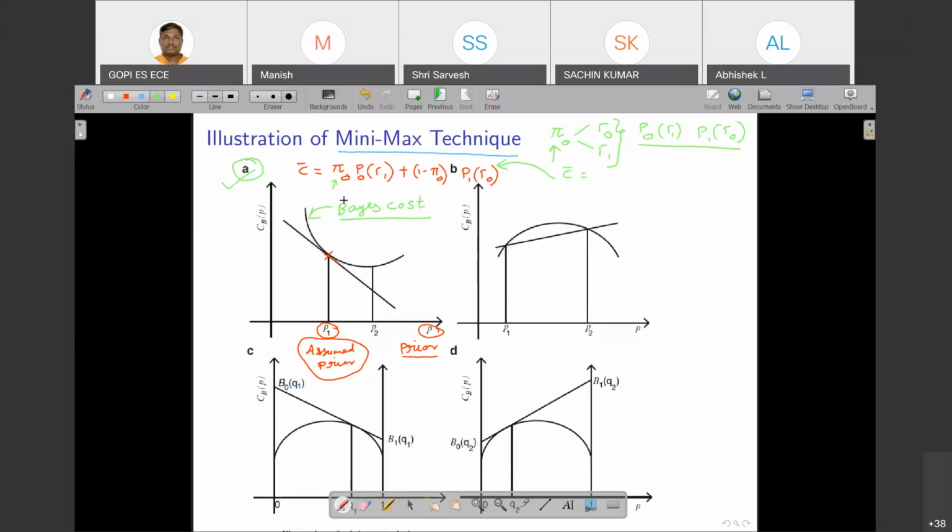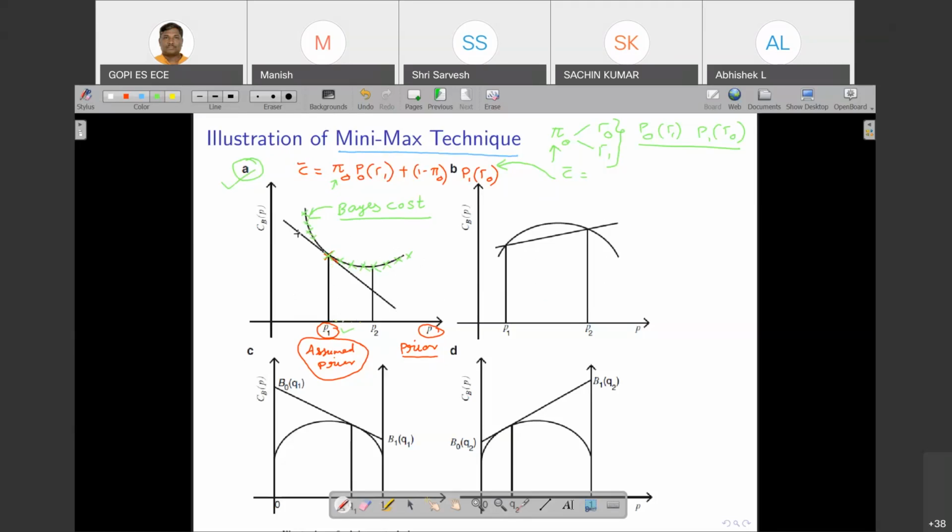So what I'm trying to say here is, if this is the assumed prior probability and this is the Bayes cost, and I keep on changing this prior probability, we will get different Bayes costs here. You see that? So these are all the different Bayes costs you get for different values of the prior probability.